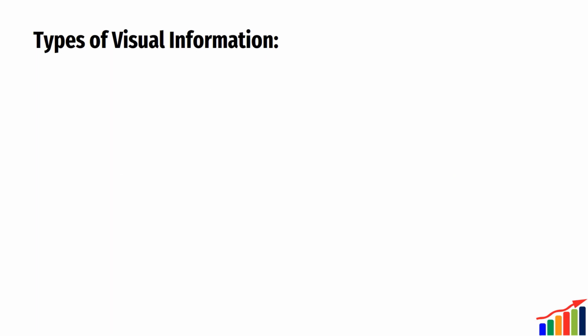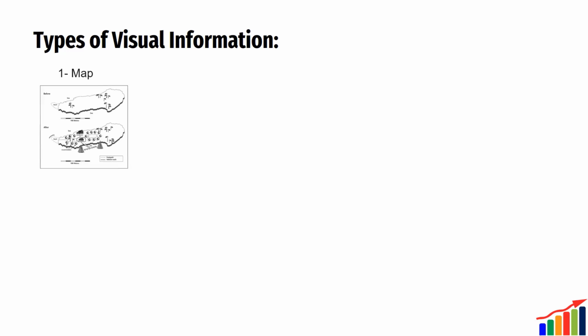Types of visual information. There are different types of visual information in the form of different charts. For example, you might be given maps, two maps of a place, and you have to compare between both maps. For example, two maps of a place before and after construction. A line graph. As you can see, it's a graph of different lines, and each line represents an item, and you have to compare the trends. The trends here means an increase and decrease.